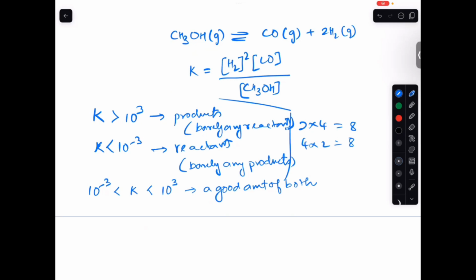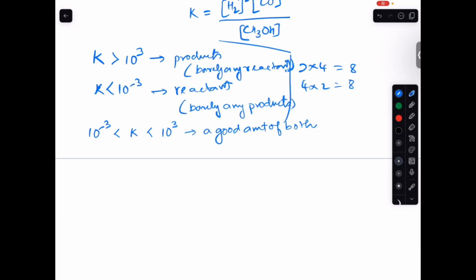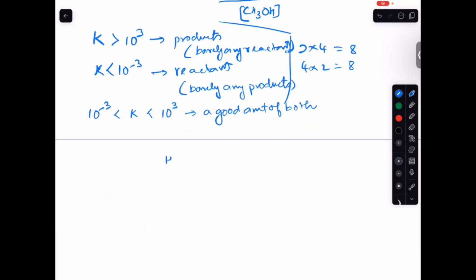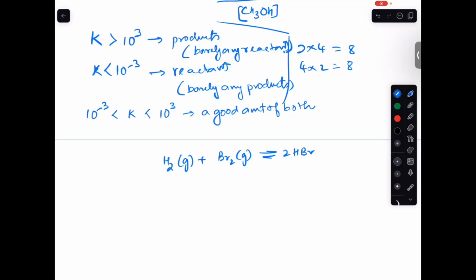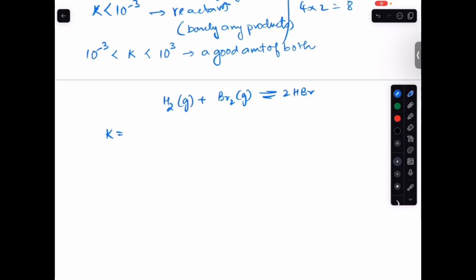So let's take a look at some examples and try to understand this. Take a look at this reaction. H2 plus Br2 to HBr. Turns out the expression for K. Now let's get some practice. Don't just write down what I'm saying. Go ahead and write the equilibrium constant for this first, the expression. That way we'll get some practice, so we won't have to think about it too much. Okay, equilibrium constant should be what? K is equal to HBr raised to the power of 2 over H2 times Br2. That's my equilibrium constant.